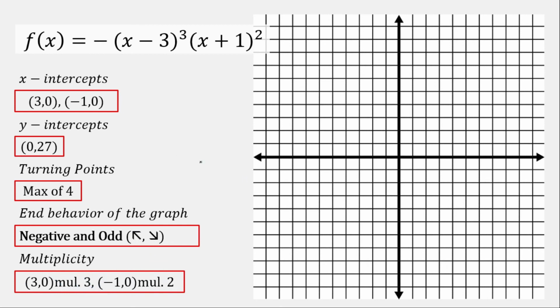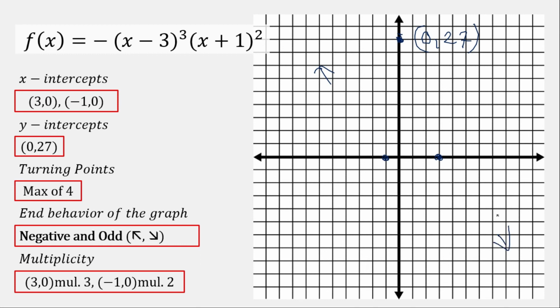Now let's graph it. Let's say the (3, 0) first. (3, 0), and (-1, 0). Now, let's graph 0.27. It's in the upper part of the graph. So let's just assume that this point is 0.27. Just mark that as 0.27. Okay, our end behavior is like this and this.